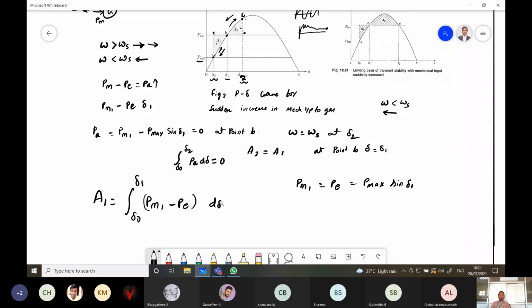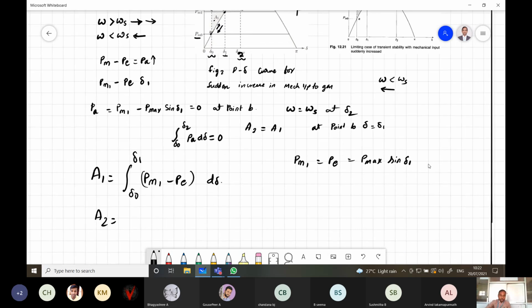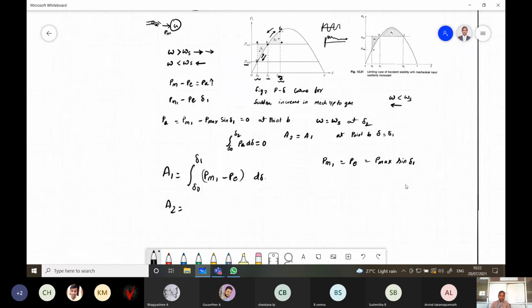Similarly, area 2 is given by the integration with limits delta 1 to delta 2 of Pe minus Pm1, because in area 2, Pe is more, and in area 1, Pm1 is more. So Pe minus Pm1 with respect to d delta.